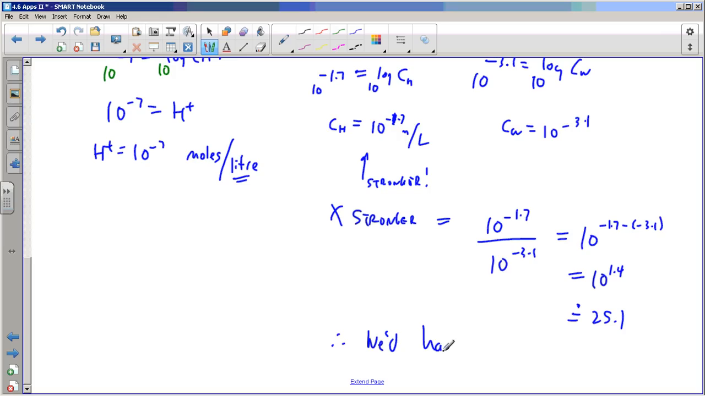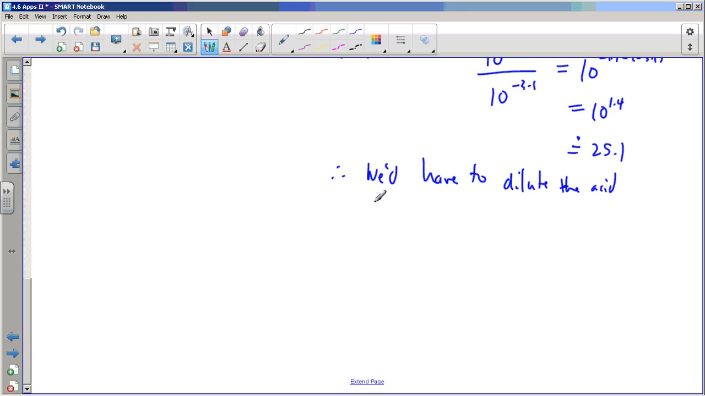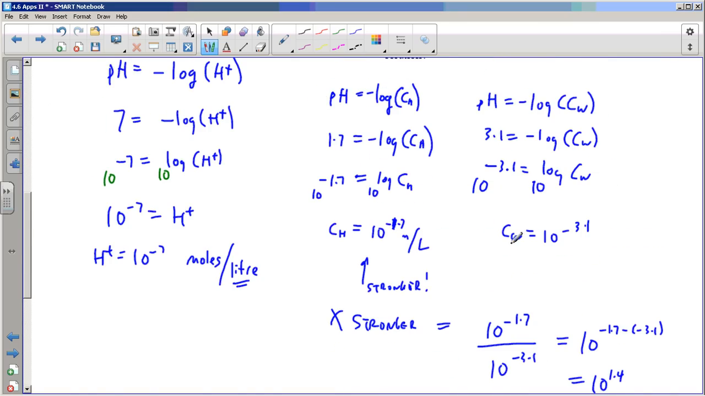we'd have to dilute the acid by a factor of about 25 times. How do you actually do that? I don't know. That's a chemistry problem, and I'll let you talk about that with your chemistry teacher. All right. So again, that's why the calculation would work.